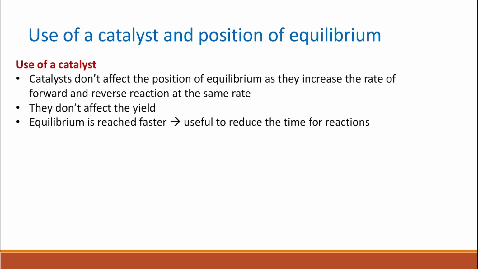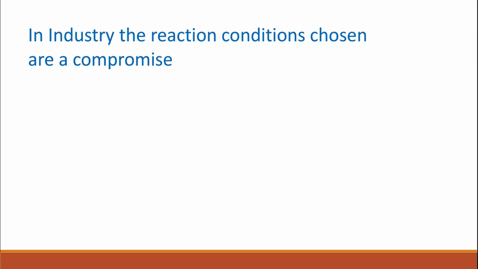So the use of the catalyst does not affect the position of the equilibrium, does not affect the yield, but it only helps to reach the equilibrium faster. That means that the use of the catalyst is very useful because then we're going to have a faster reaction rather than having to wait for a long time until we reach the equilibrium.